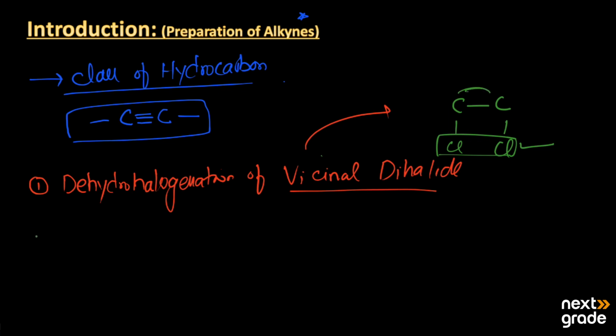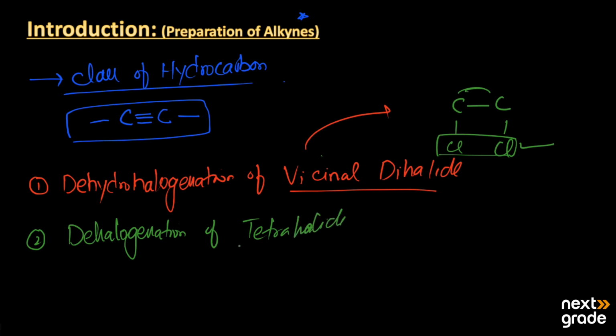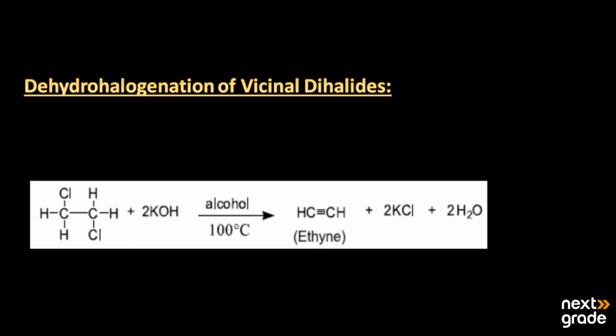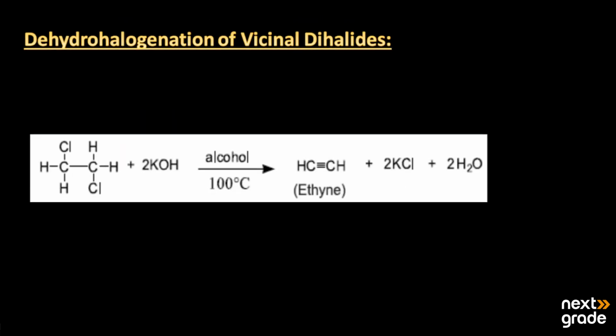And the second method that we will use for the preparation of the alkynes is dehalogenation of tetrahalides. Tetrahalides means the alkyl halides that have four halogen atoms. So let's discuss the first method for its preparation, which is dehydrohalogenation of vicinal dihalides.